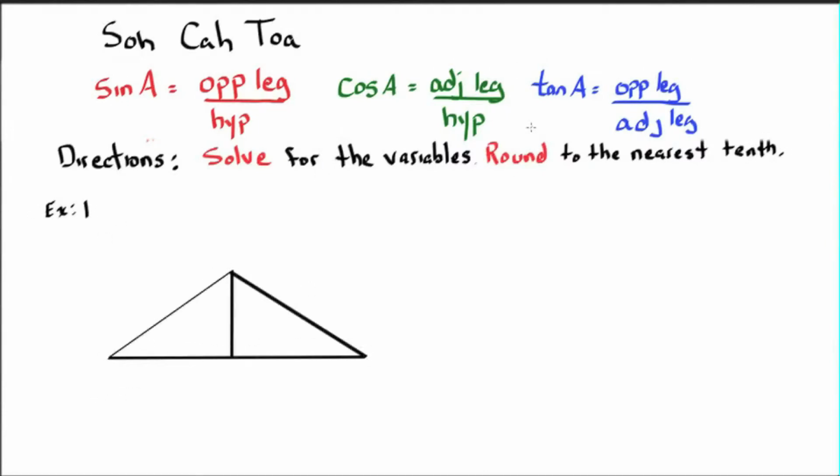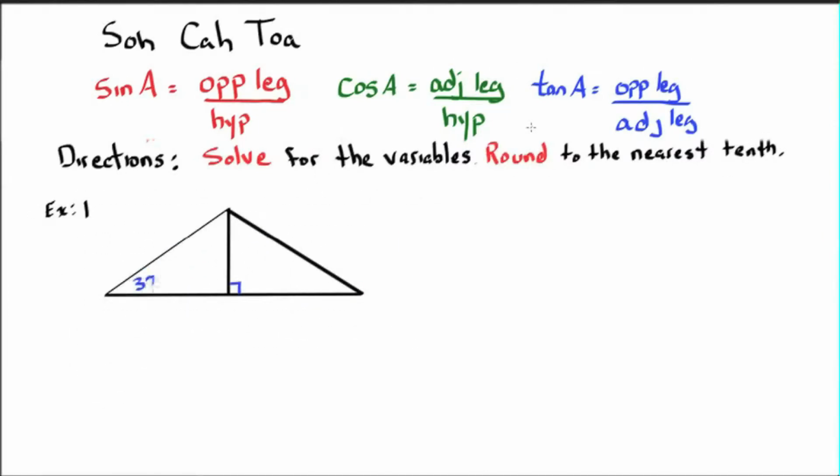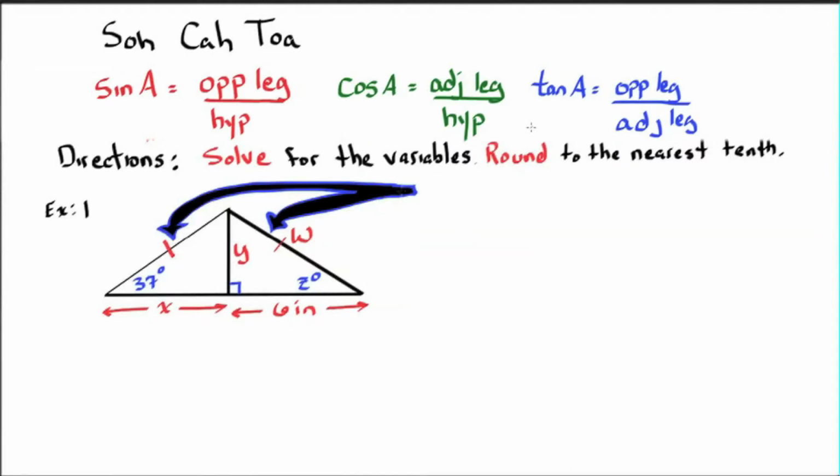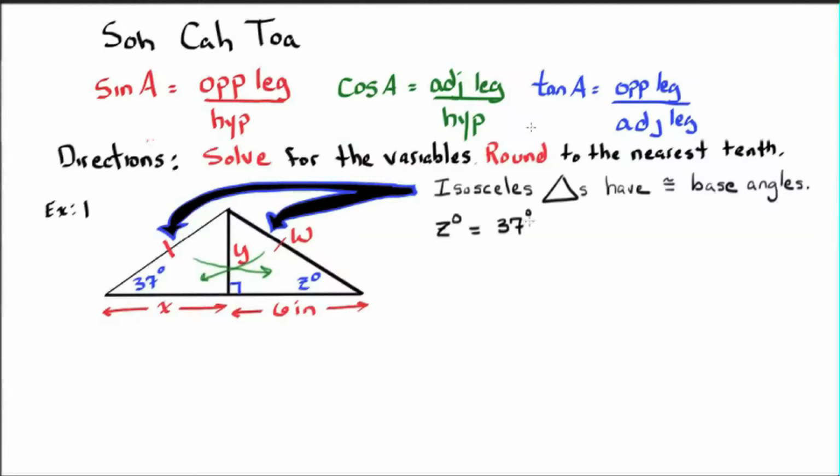Example 1. So here we have an isosceles triangle with a bisected segment which is perpendicular to the base side of the isosceles triangle. And we know that isosceles triangles have congruent base angles, so therefore angle Z is 37.